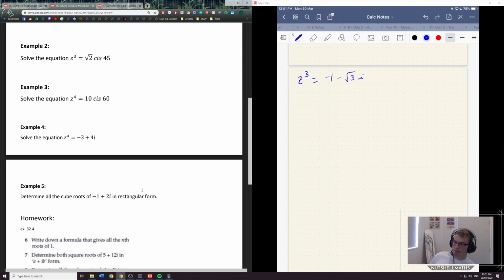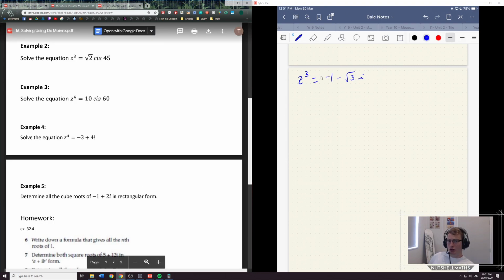Yep, what's the first step? I'm expecting some answers in chat. So this is another layer. There's another layer to this problem, to everything else. And the layer is at the very start. Tina is correct. We cannot do anything until we convert it to polar form.